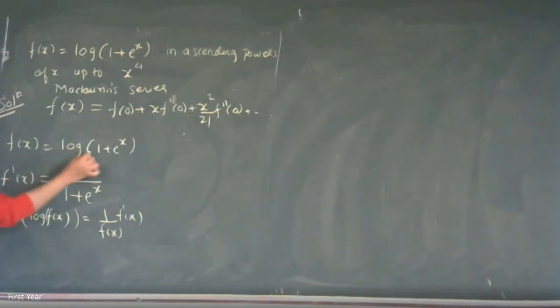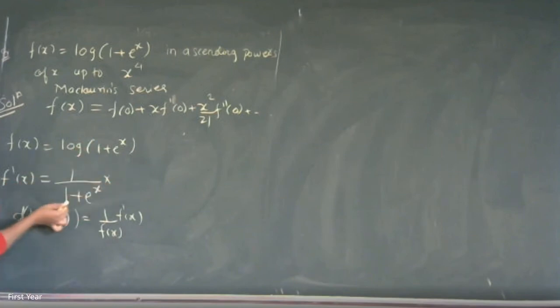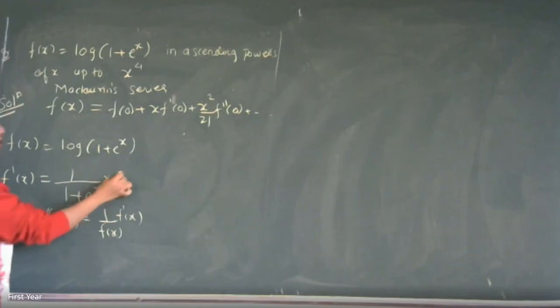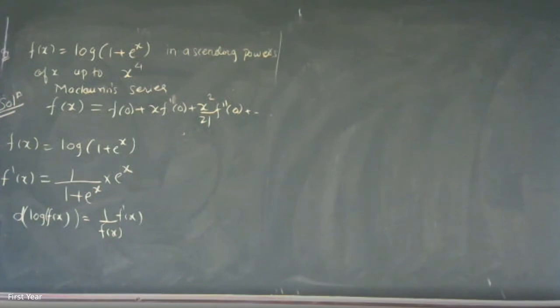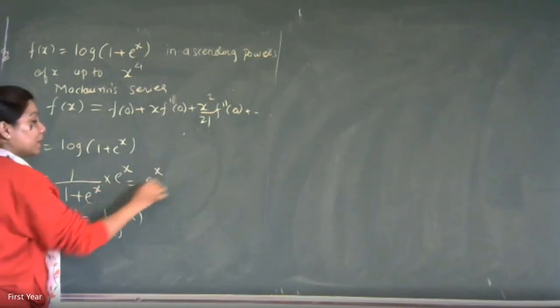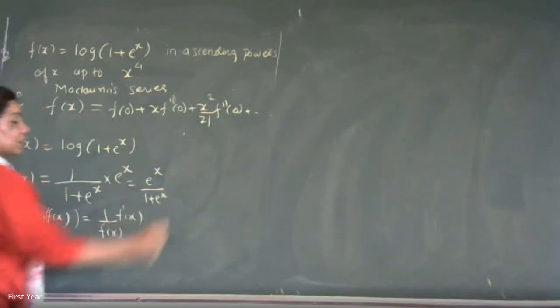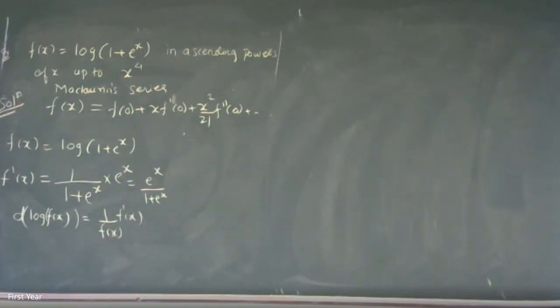So what is the log function? 1 plus e raised to x. So the derivative will be 1 upon 1 plus e raised to x into derivative of 1 plus e raised to x. Derivative of 1 is 0, derivative of e raised to x is e raised to x. So your answer is f dash of x is e raised to x upon 1 plus e raised to x. This is your first derivative. Is it okay?